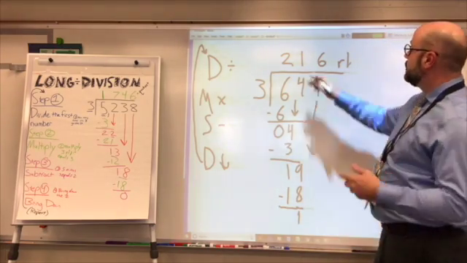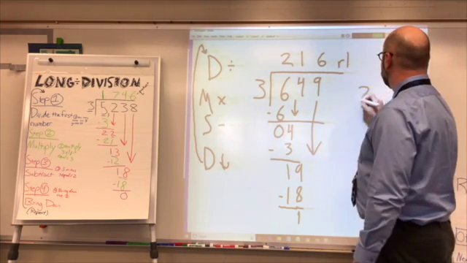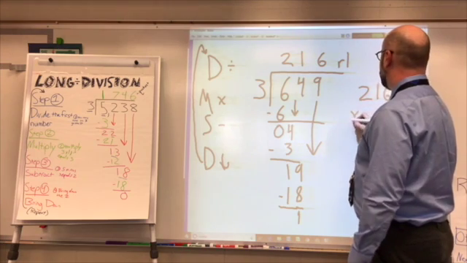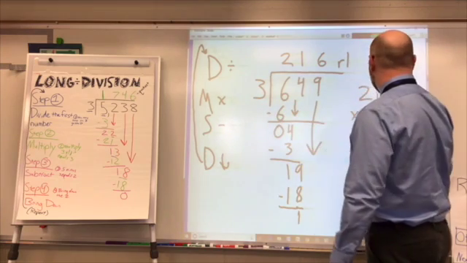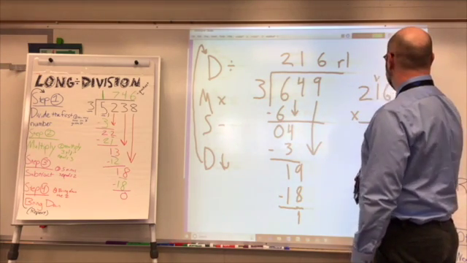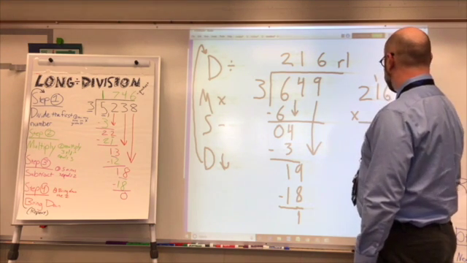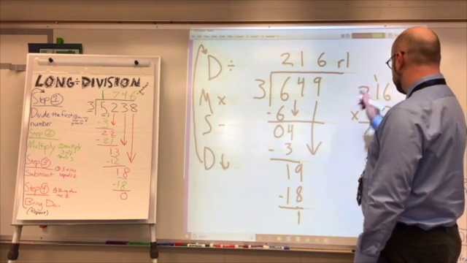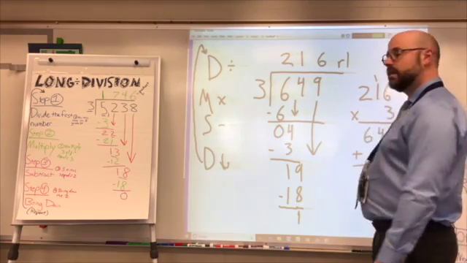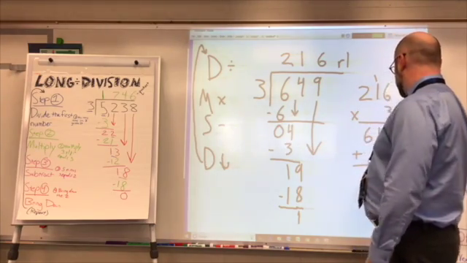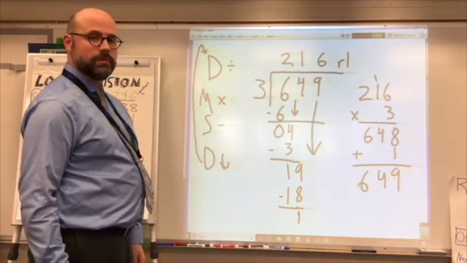Anyway, our quotient is 216, remainder 1. And once again, check your work. It's going to be 216 times 3, our quotient times the divisor. 3 times 6 is 18. 3 times 1 is 3, plus 1 is 4. 3 times 2 is 6. 648. Oh, we're not there yet. Gotta add the remainder, guys. Oh, yeah, 649. Boom.